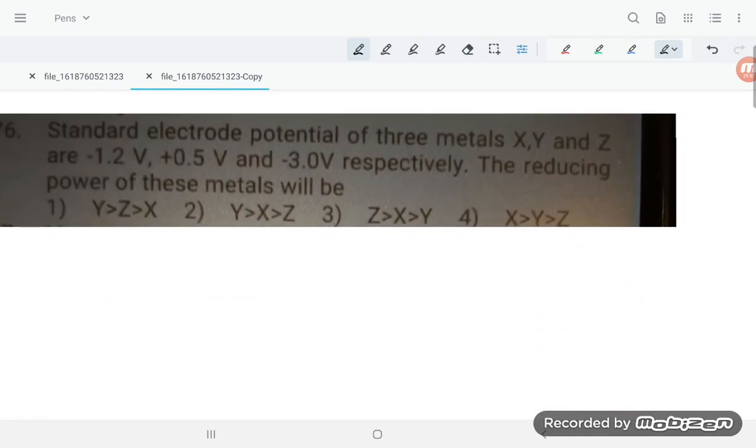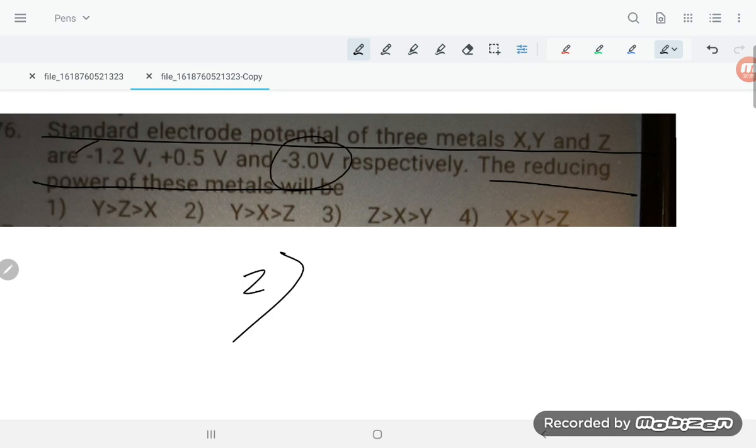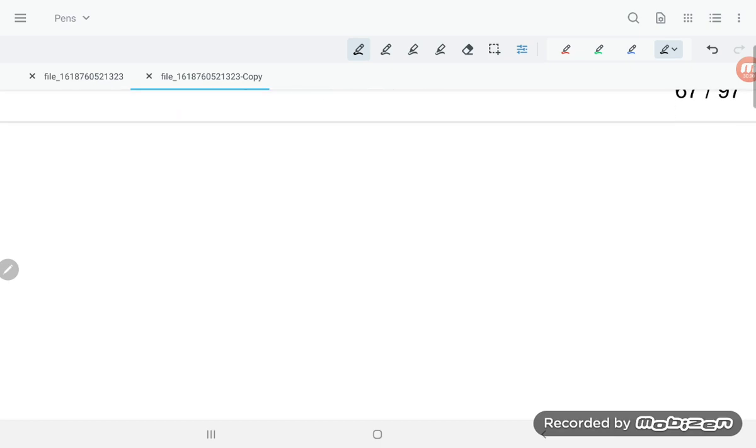76. Standard electrode potentials of 3 electrodes are given, with the reducing power. Greater the negative value, more will be the reducing power. So first Z, then X, then Y. ZXY. The correct option is option number 3.